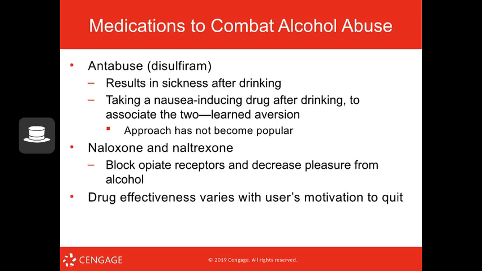We also have naloxone and naltrexone, and those block opiate receptors and decrease the pleasure from alcohol. So you're not going to feel good. You're not going to feel terrible, but you're not going to feel great when you're drinking. Anything that can change how good you feel when you take a drug is going to affect your continued use of the drug, but it's also dependent on the drug user's motivation to quit.